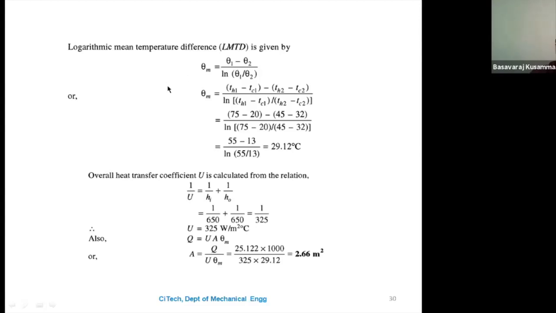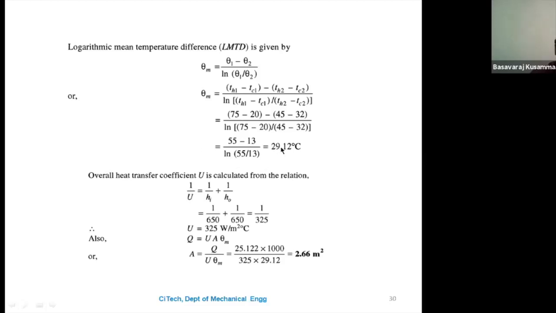What is theta 1? Theta 1 is TH1 minus TC1, the inlet temperature conditions. And theta 2 is equal to TH2 minus TC2, the outlet temperature conditions of both the fluids. So you have to mention all these things, and then you will calculate theta m.